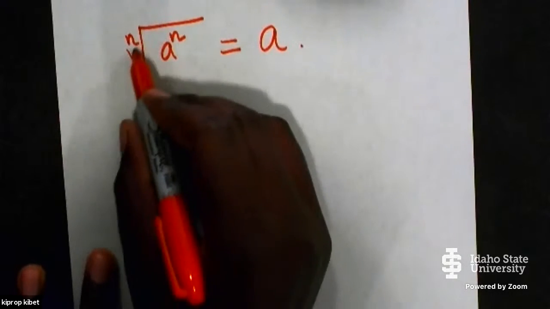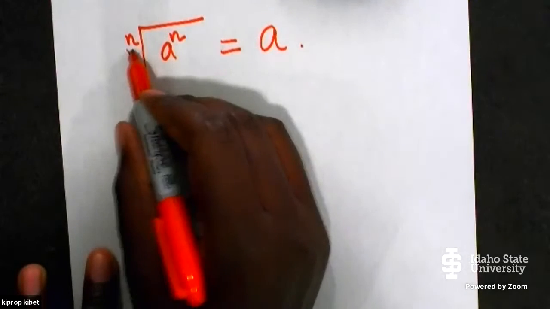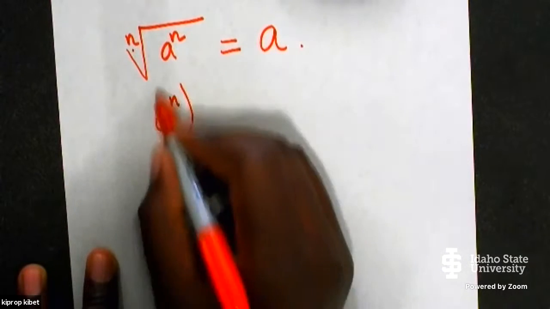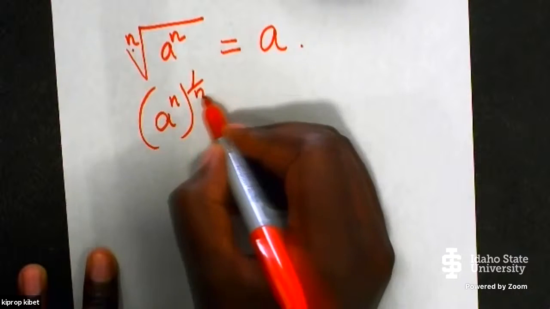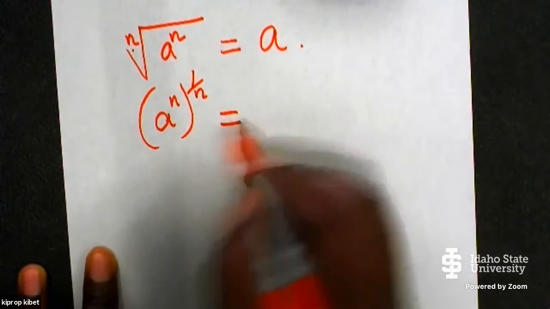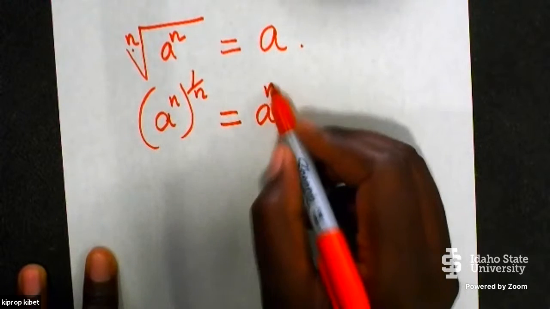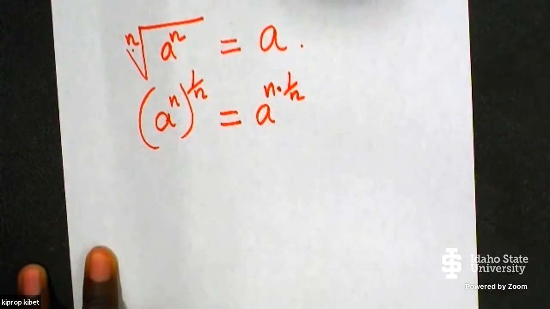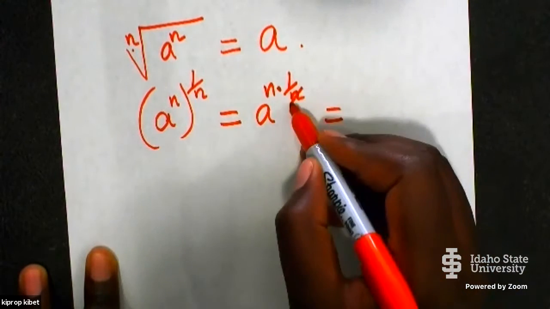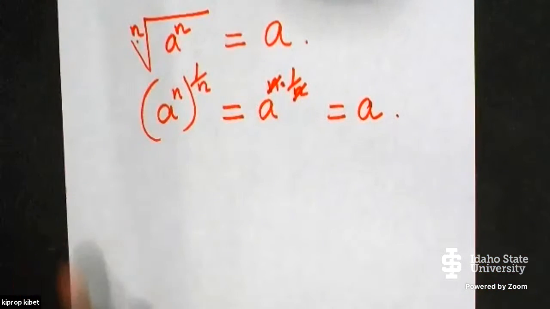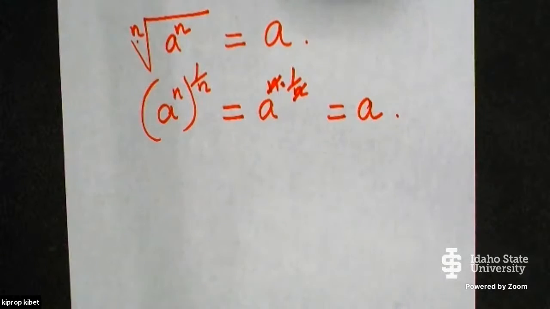So I said this nth root here is similar to what? A raised to N. And then we raise this one to what? 1 over N. Which should give us what? A raised to N, you multiply by 1 over N. And this is equal to, so this and that will cancel. And that one is equal to A.